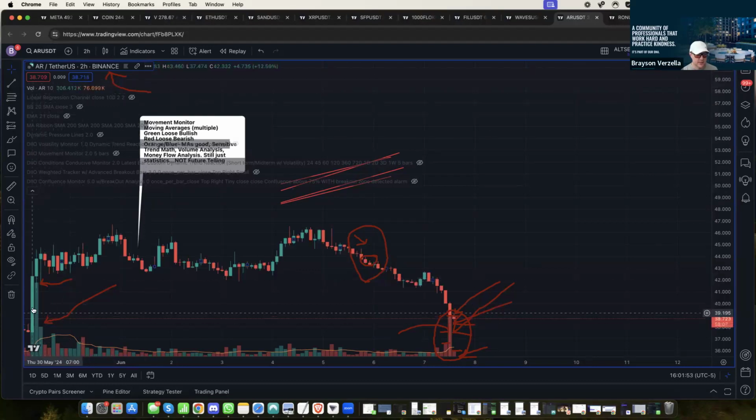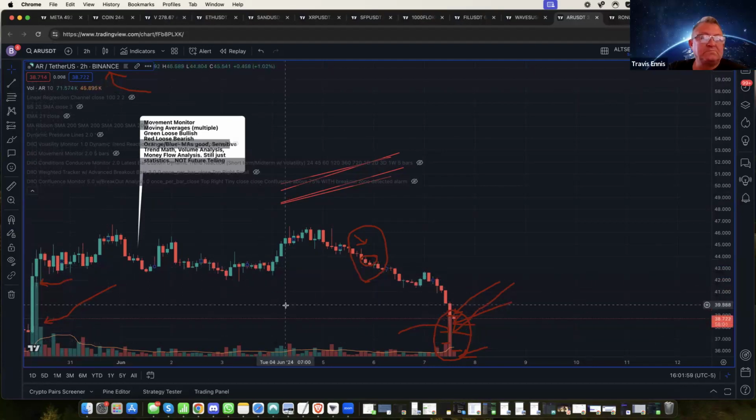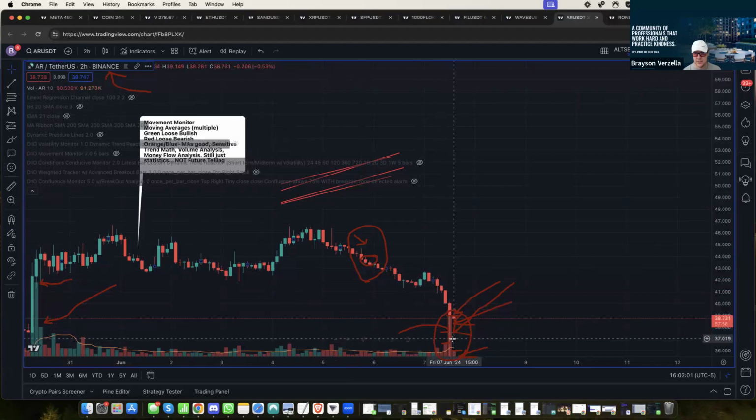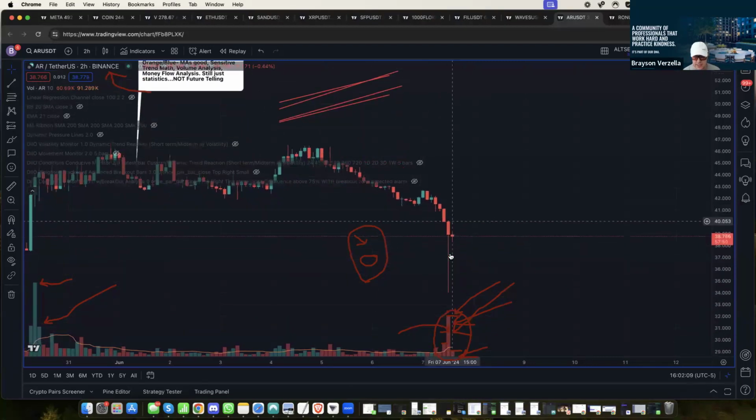You can kind of see right there when the volume began, there was a nice move upward. So it's kind of measuring things like that. And you can see when this volume started, it was big. I mean, it was starting here.